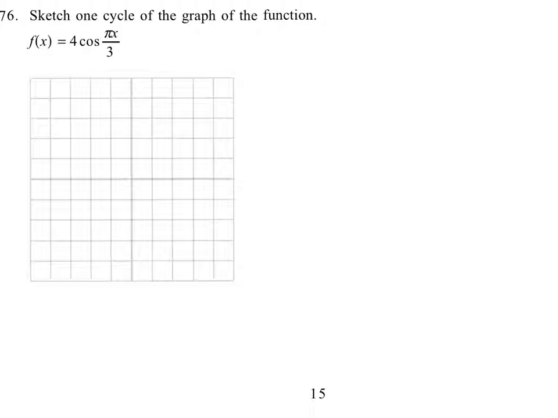Dealing with f of x is equal to 4 cosine of pi x over 3. We're going to do the same thing here. First thing, this is plus 0. I'm going to do the positive part, so I'm going to make a new y-axis. Here's my x-axis, nice in the middle. My midline is going to be at a height of 0. And then I'm going to start graphing this thing.